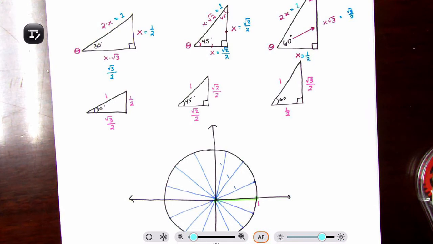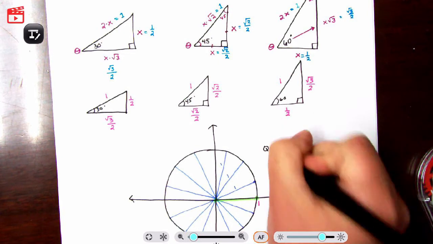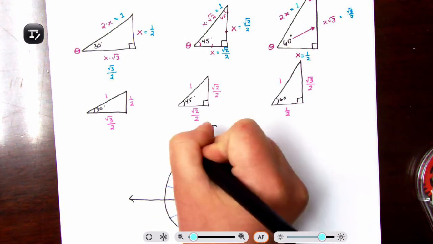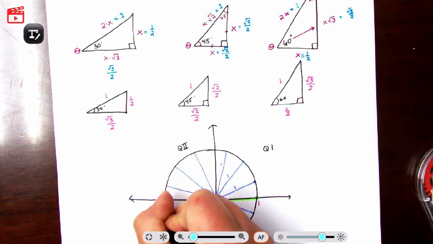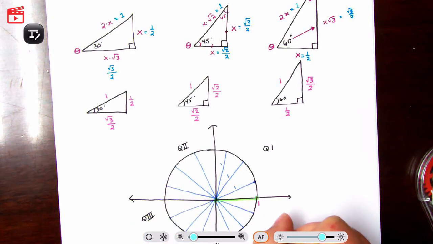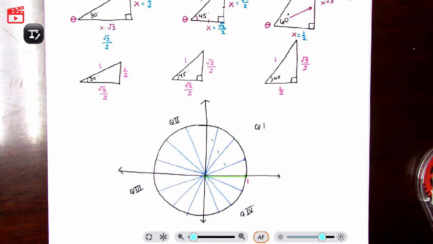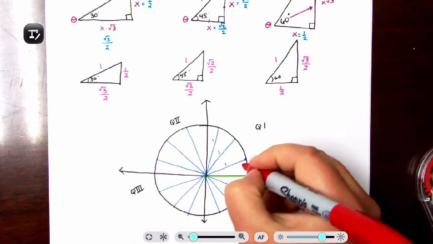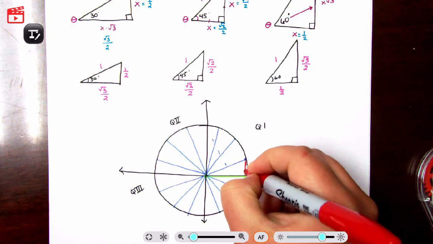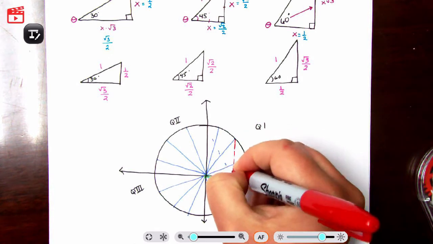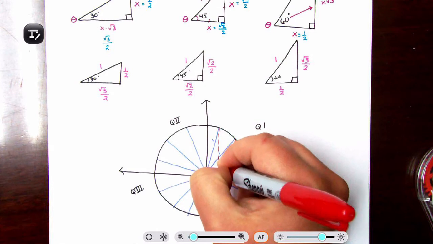Now, if we focus on quadrant 1, so here's quadrant 1, quadrant 2, quadrant 3, and quadrant 4. If we focus on quadrant 1, you can kind of see that we have these triangles embedded in here. So I'm going to draw this down here, draw this down here, and draw this down here.